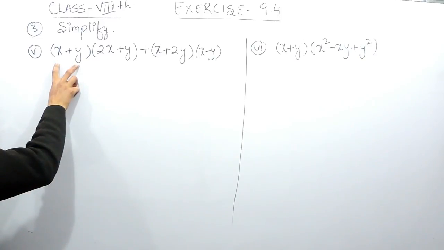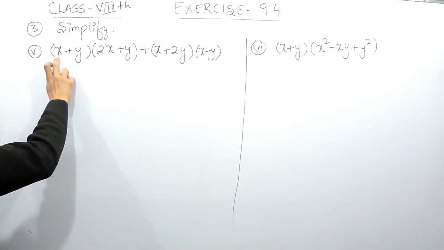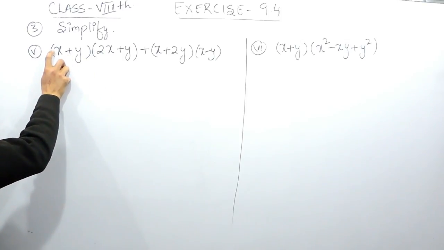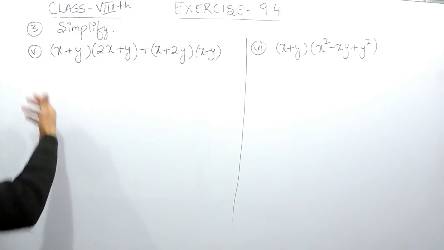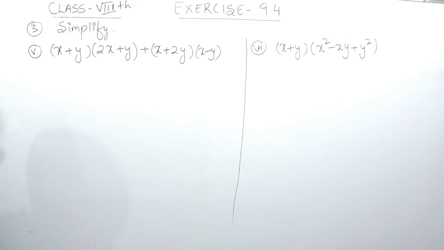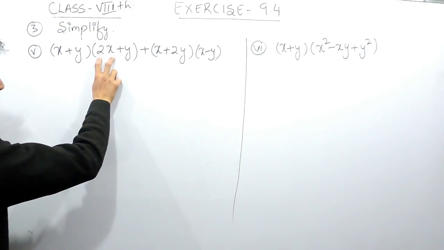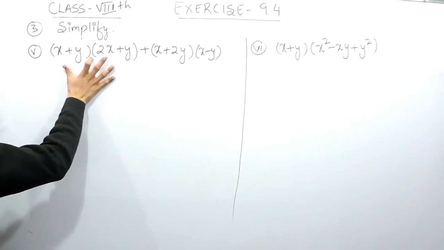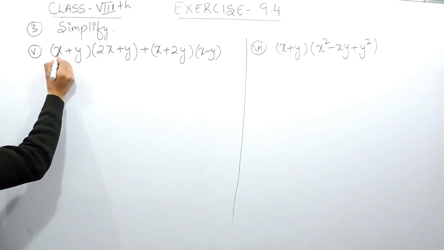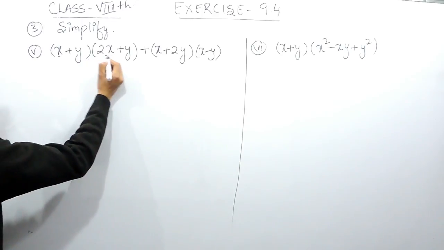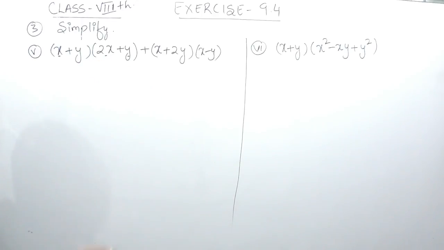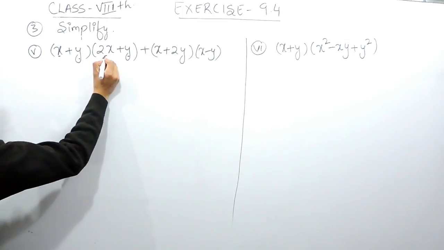There are two terms. Terms can be differentiated by the signs that the expression has. Here, this is the first sign, and there is a sign before this x, which is considered plus. If no sign is mentioned, it is considered plus. So there are two terms here, and here also there are two terms. To open this bracket, you have to multiply this x with both the terms. Similarly, you have to multiply this y with both the terms.